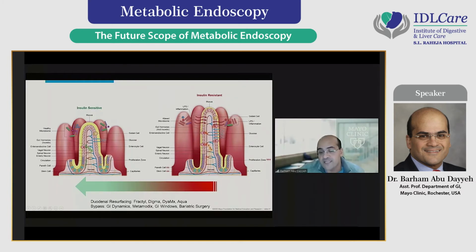There is crypt expansion from the proliferative zone. There's a decrease in the stem cell niche, as you could see. There's a state of leakiness of enterocytes with dumping of mediators of inflammation to the portal circulation. There is a state of dysbiosis, and there is exaggeration of neuroendocrine signaling.